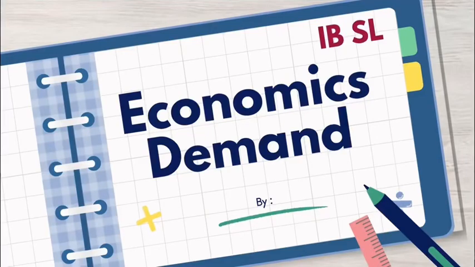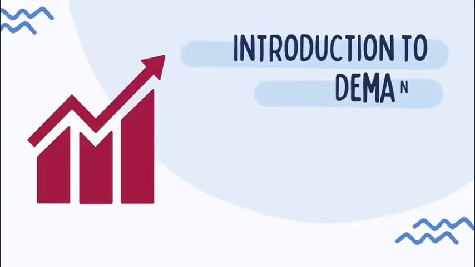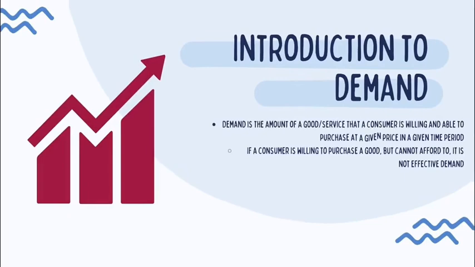Today we're gonna discuss the demand in economics IB standard level. Let's start briefly introducing the demand. The demand refers to the willingness and ability of a consumer to buy a good or service at different prices within a certain period of time. Willingness to buy is when a consumer wants to buy something, and ability to buy is when the consumer can afford the product. If either willingness or ability is missing, there is no demand.